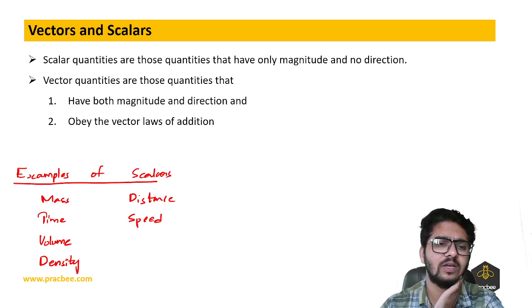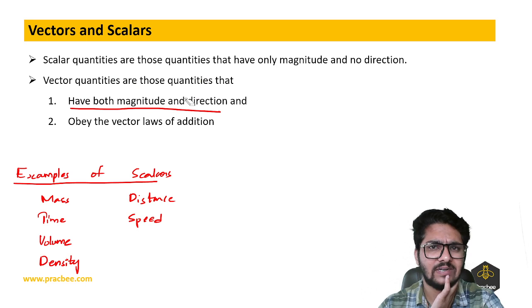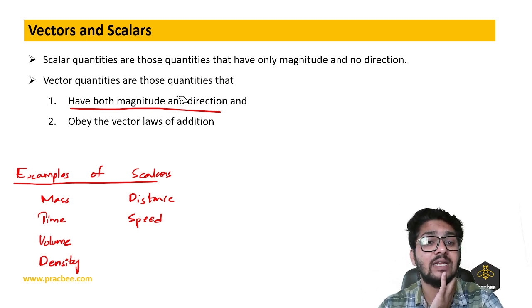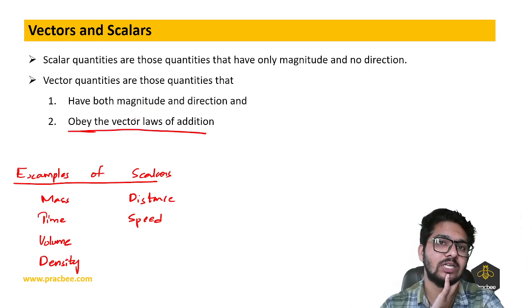Simple. Okay. Now we'll talk about vector quantities. What exactly are vector quantities? Vector quantities are those quantities which, first of all, should have both magnitude and direction. That is fine. But in addition to that, there is one more condition, which is very crucial. They obey the vector laws of addition.